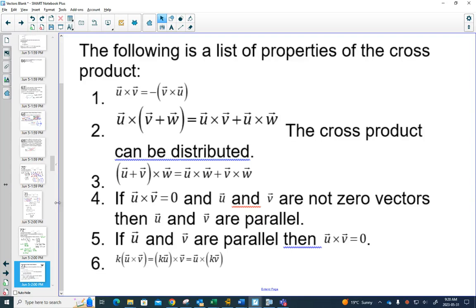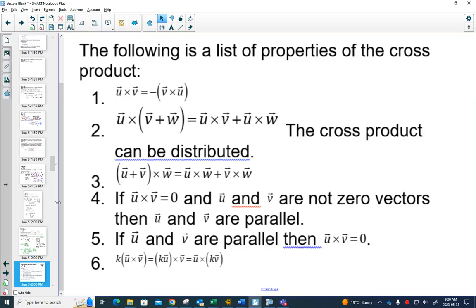Distribution can happen both sides. Okay? If the cross product is 0, that means that the two vectors are parallel. So we've got two ways of figuring out parallel now. Our first way is that you could just show that one is a multiple of the other one when we solve for k. I like that way as sort of the best.